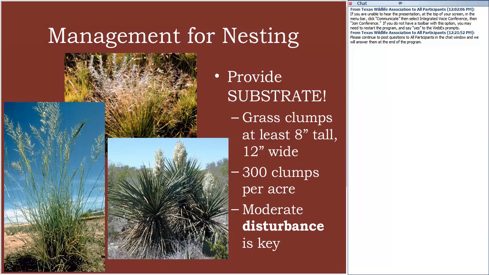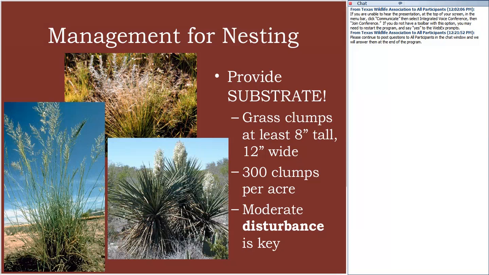In terms of density, what you want to aim for is about 300 clumps per acre. So if you're not hitting a suitable nesting substrate about every 8 to 10 steps you take on your property, you'll probably want to try to increase that a little bit. And the key to achieving this is going to be a moderate amount of disturbance.